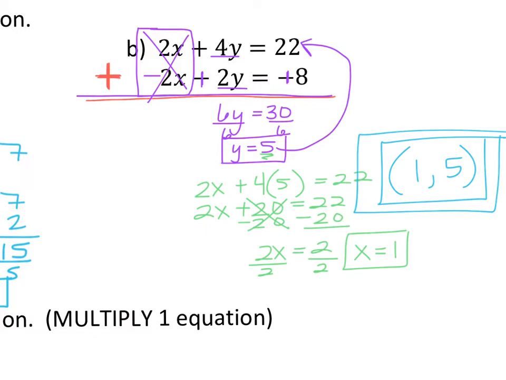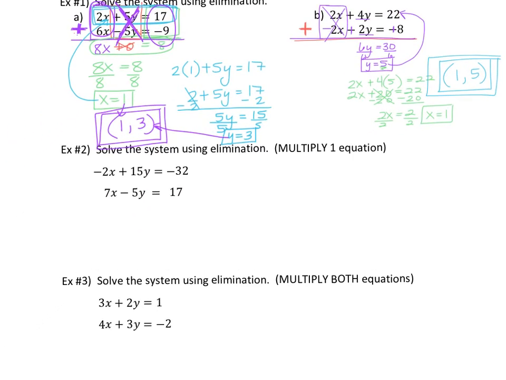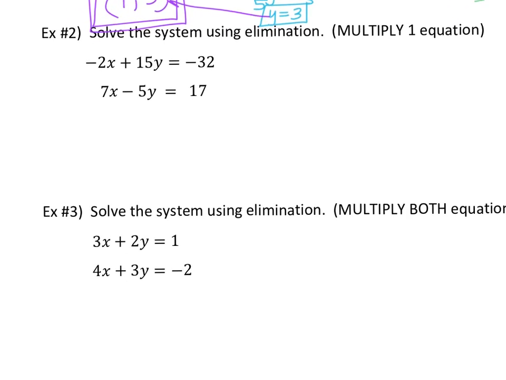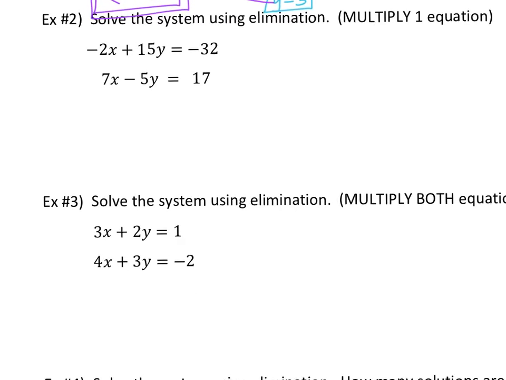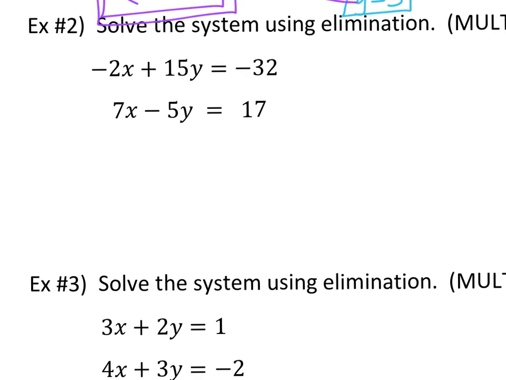Now it gets a little bit fancier because you're going to have to do a little bit of work to get to where you want to be here. So here's how it goes. If you look here, you have a negative 2 and a positive 7. Not the same number, not opposites, so that's not very helpful. Look here, we have a 15 and a negative 5. Not the same number, not opposites, but we want to eliminate one.